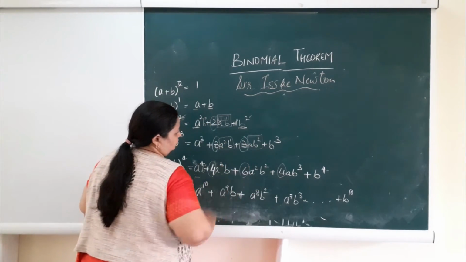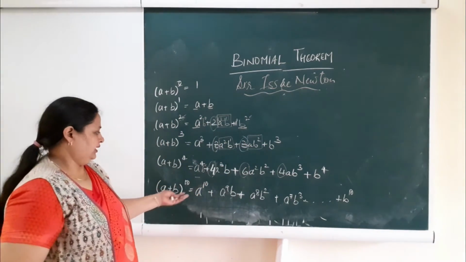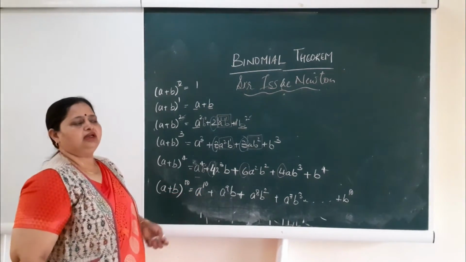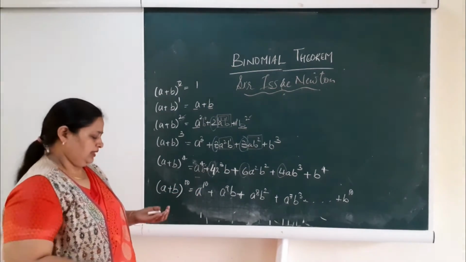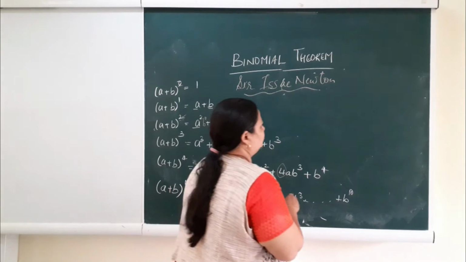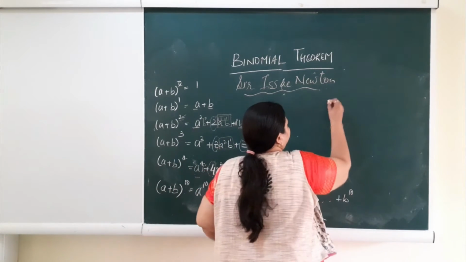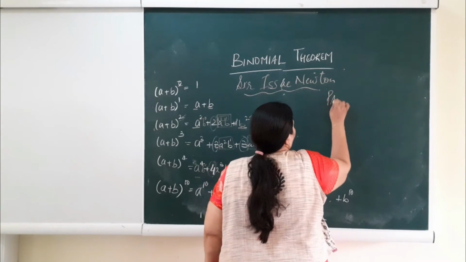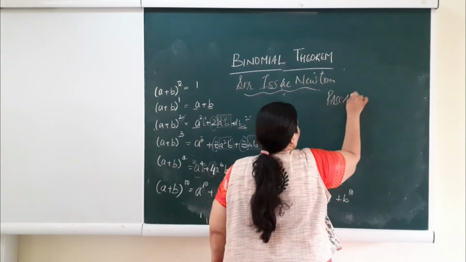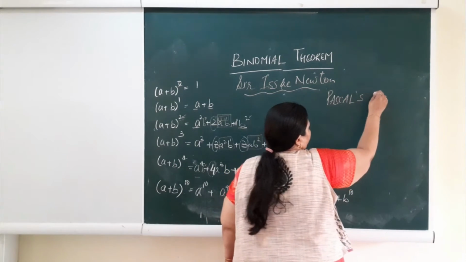If you are able to find out how to write down these coefficients, then we are able to write down any expansion. So these coefficients are written by using Pascal's triangle.